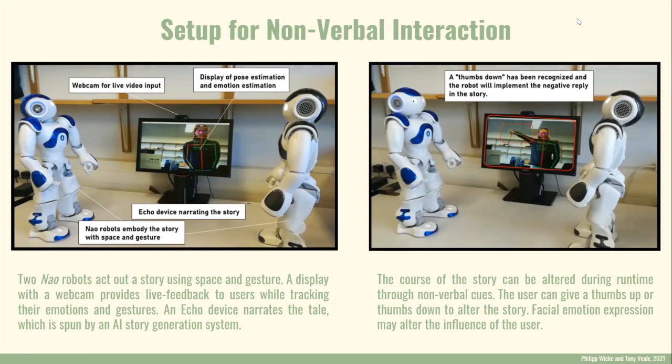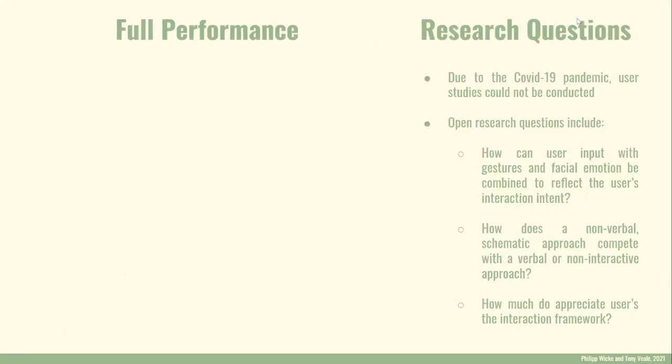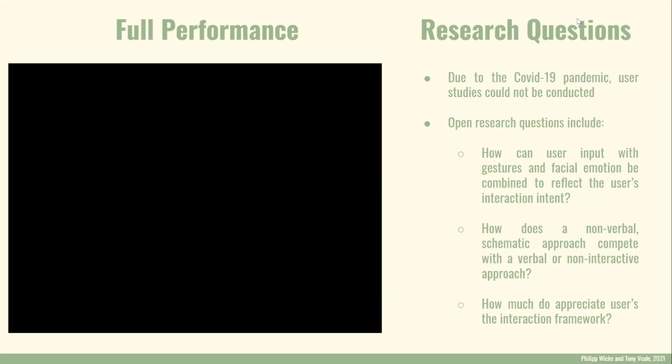The robot turns to the audience and asks, what shall I do? And then the user can, with a simple thumbs up or thumbs down, give some non-verbal feedback to influence the course of the story. And then the robots pick up that signal and will change the course of the story live during the performance, to also connect the schematics that the robots are using with schematics that the user can use. And that was research questions that we haven't answered.